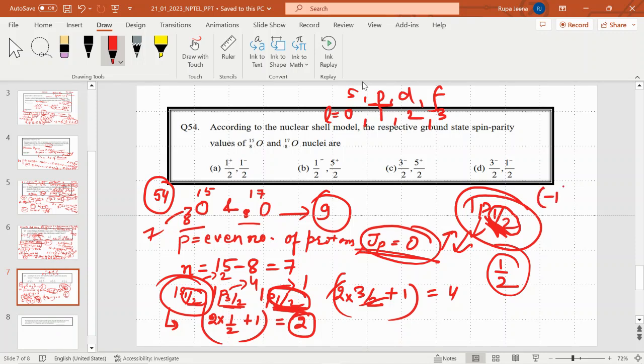So parity will be minus 1 raised to the power L. And now we have the P state. So for P, L is 1. So minus 1 raised to the power 1 is minus 1. So it is minus, right?